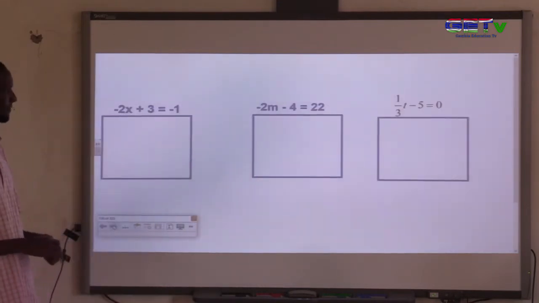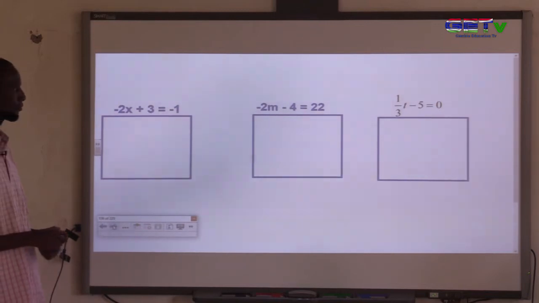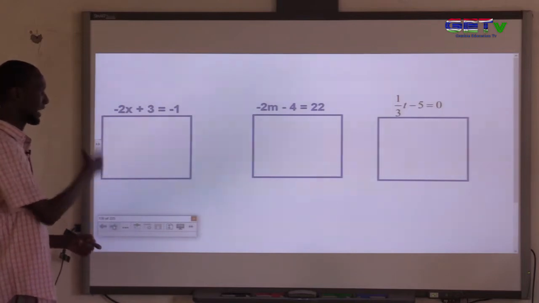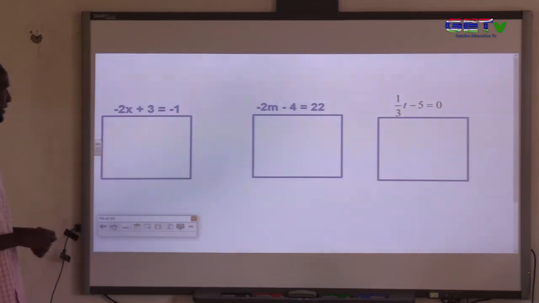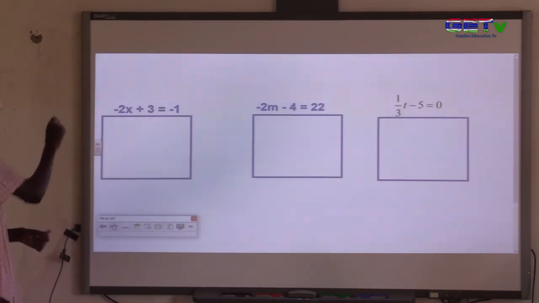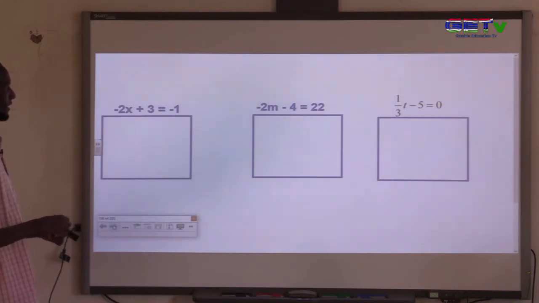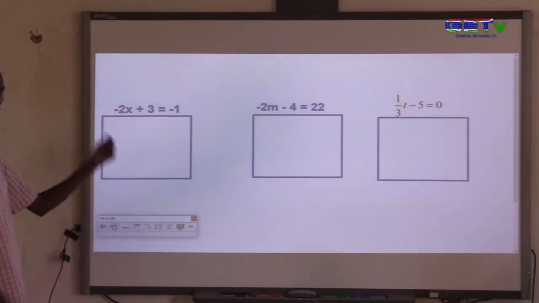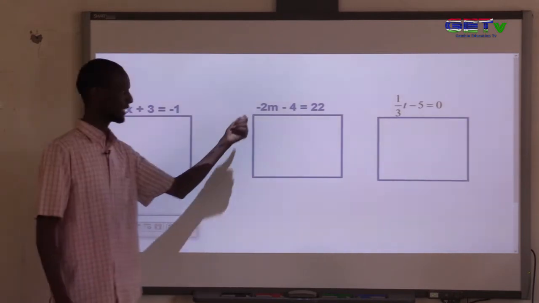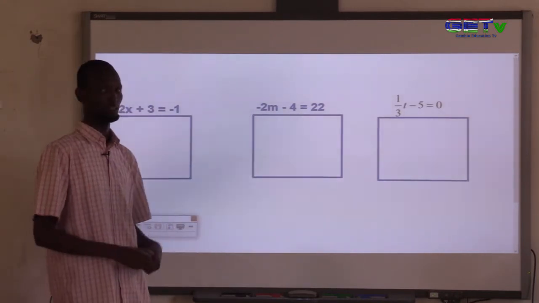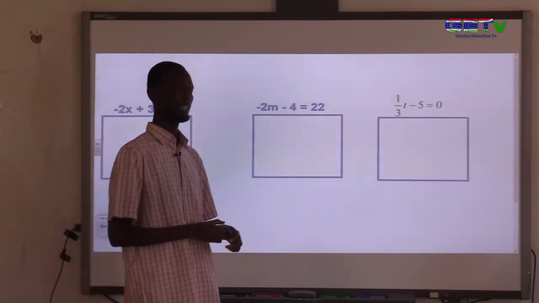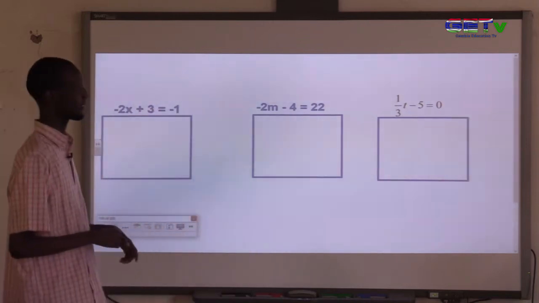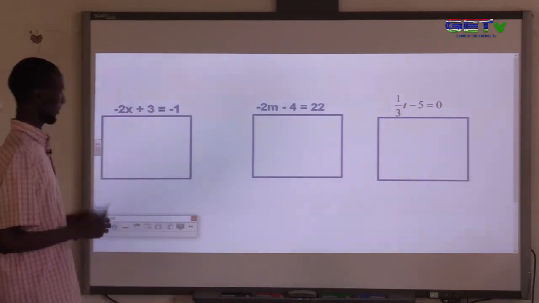We still have 3 more questions to go through. And again, as usual, I'm sure some of you are writing and solving, and then you compare your answers to mine and see if you are doing the right thing. We have negative 2x plus 3 equals negative 1. I hope you write that. Then next we will look at negative 2m minus 4 equals 22. And then we will look at 1 over 3t minus 5 equals 0. Now, let's start with the first one.